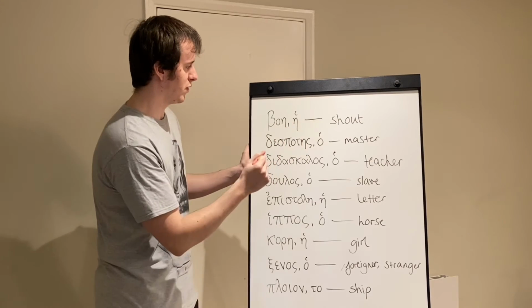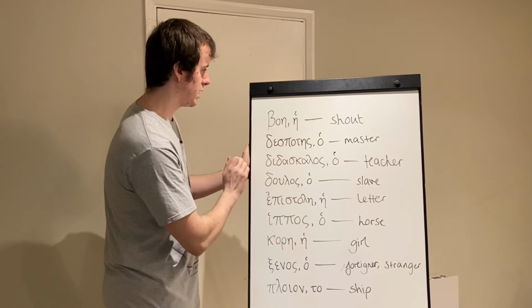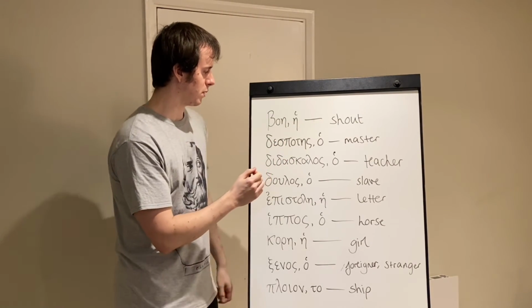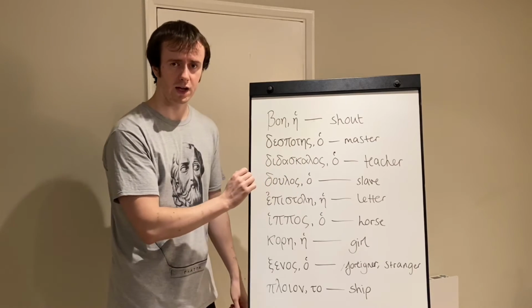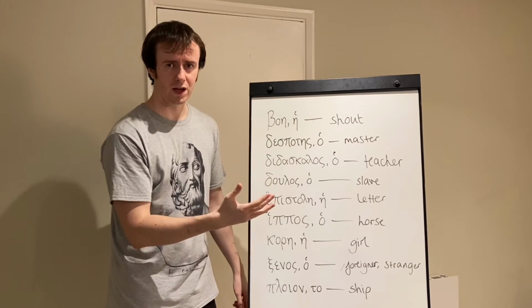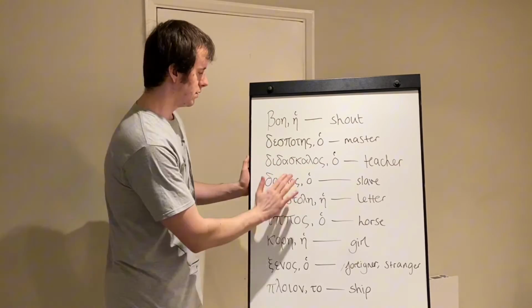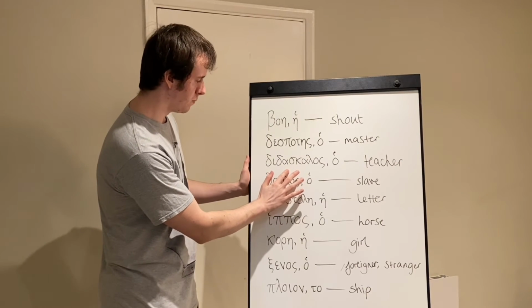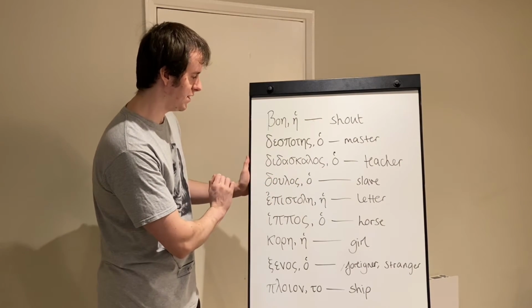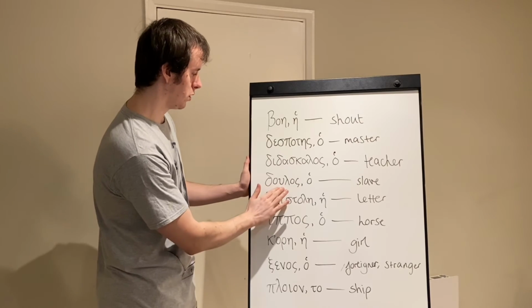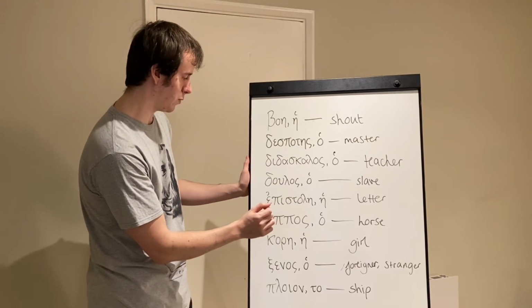Boe means shout, we've already covered that one. Despotes means master. This is where we get the word despot from in English. A despot being a tyrannical ruler. Didaskalos means teacher. This is related to the word didactic in English. Doulos means slave, we've already covered that one.